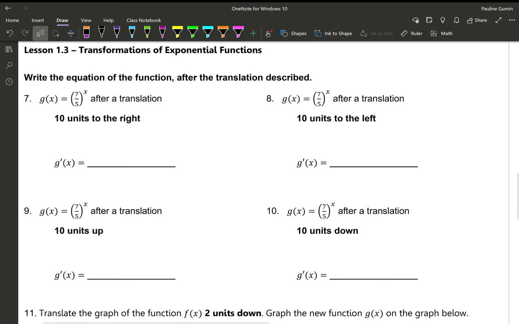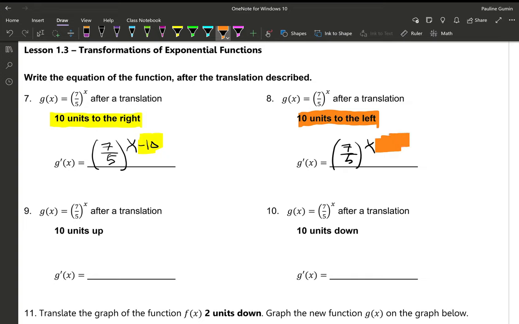Number 7, 8, 9, and 10, we're going to take 7/5 to the power of x, and we're going to translate it in different ways. Now, the hard part is remembering where to put those translations. Now, 7/5 to the power of x, moving 10 to the right: right and left go in the exponent. So, 10 to the right gives us x minus 10 as the exponent. Number 8 asks us to do 10 to the left. 10 to the left is going to be in the exponent, but this time it's going to be a plus 10.